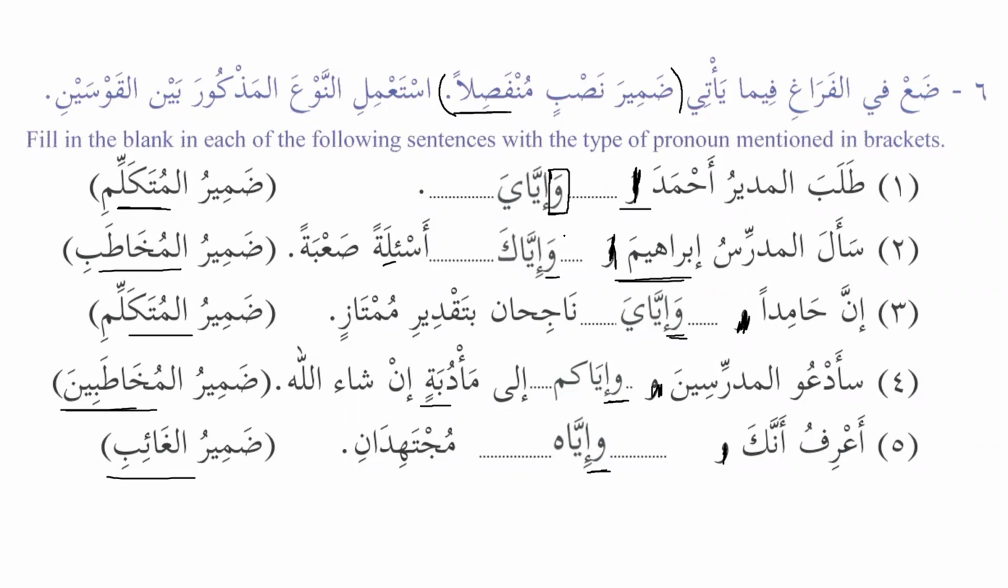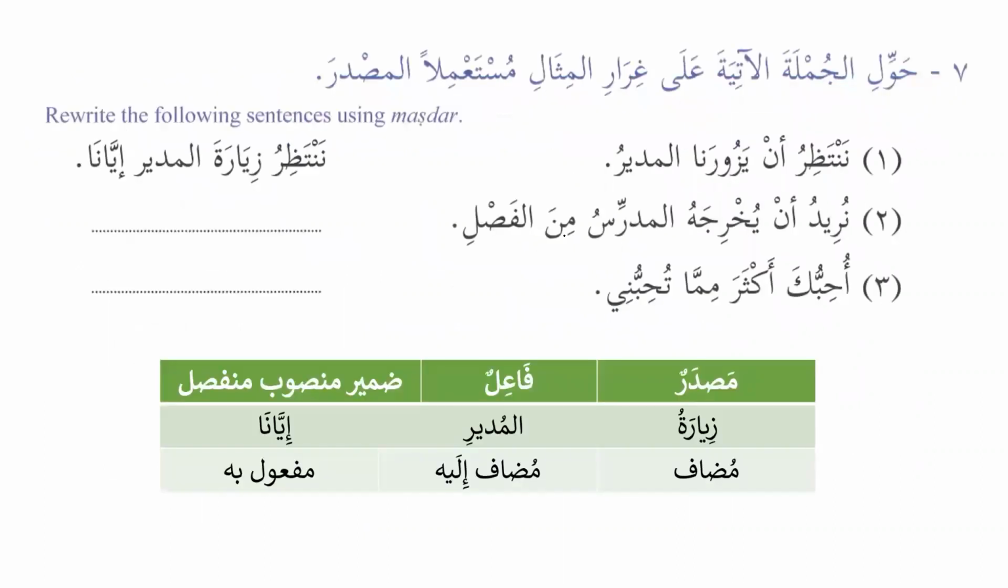And the most important is when the masdar is used as amil, and also it is used as mudaf and mudaf ilayh. When the masdar is used as mudaf, then the object pronoun will also be used as a detached pronoun. For example, ziyaratul mudiri iyyana. And we have it over here.